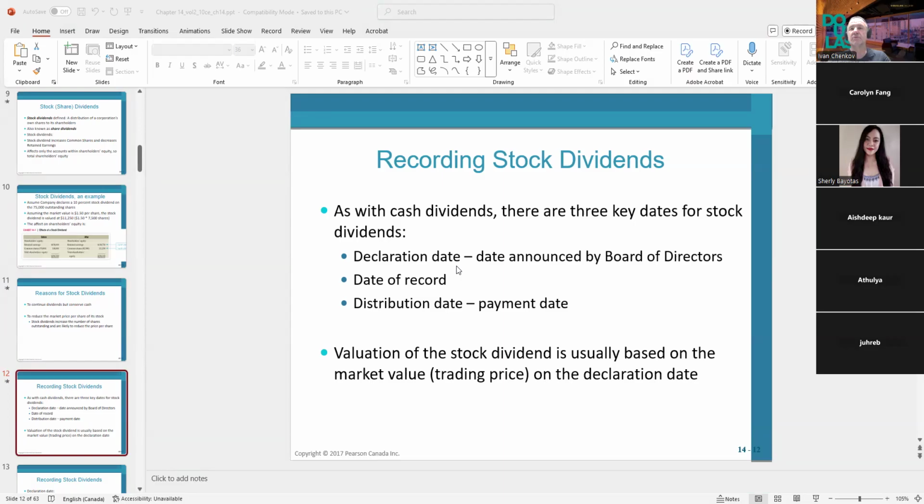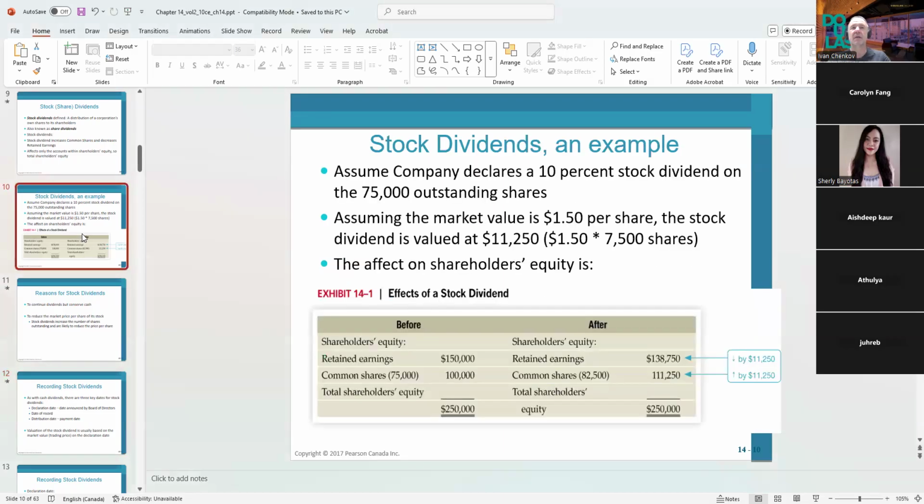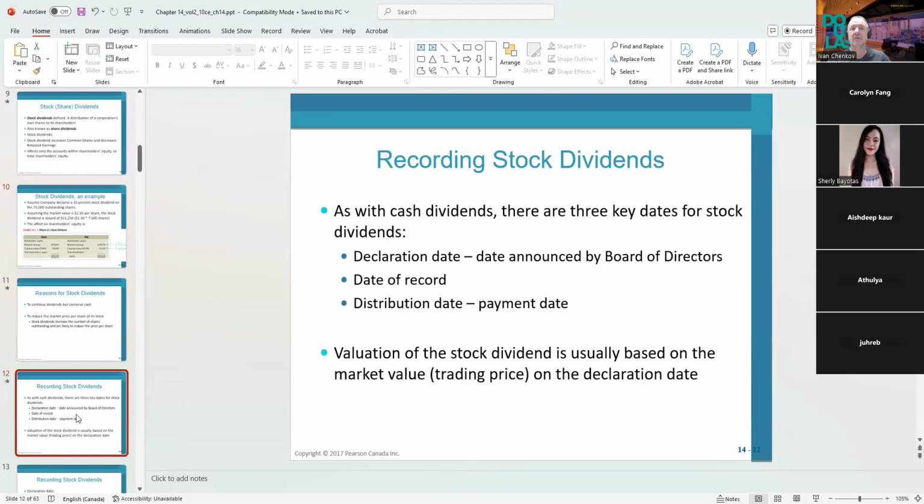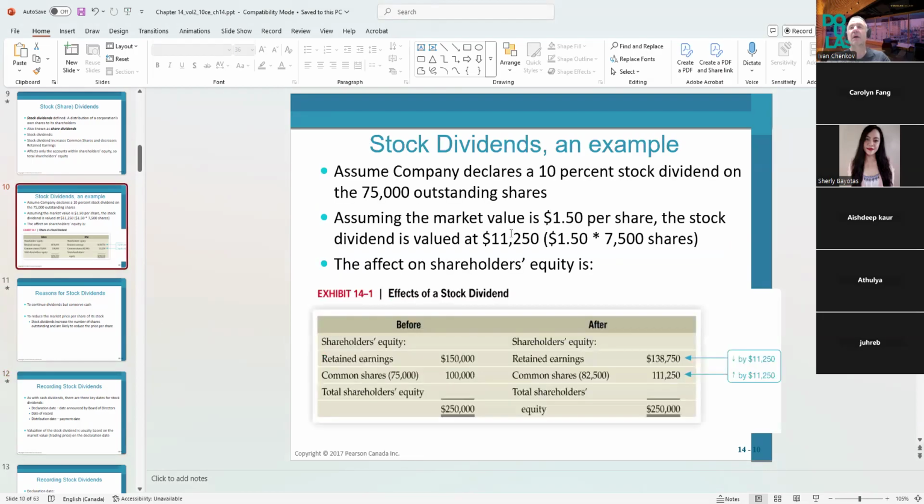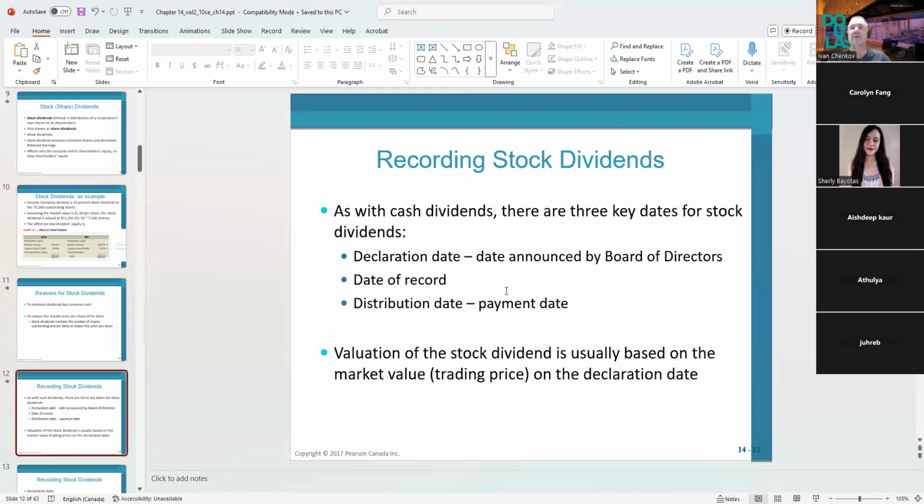Valuation of the stock dividend is usually based on the market value. On which date? On the declaration date. So if the question gives you a market value at the declaration date, the payment date, and the date of record, use the market value at the declaration date. Based on that value, calculate the dollar amount for the dividend that has to be distributed. Don't forget, the stock dividend has to be in number of shares and dollar amount.